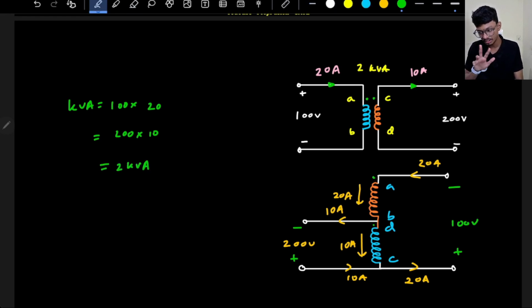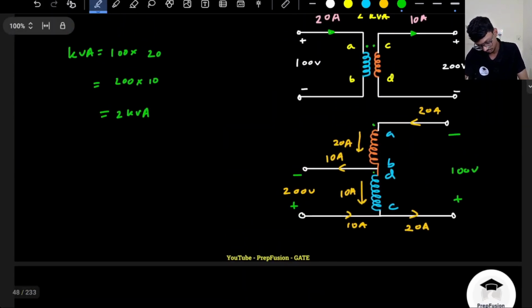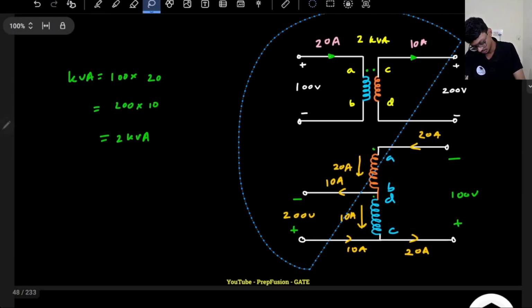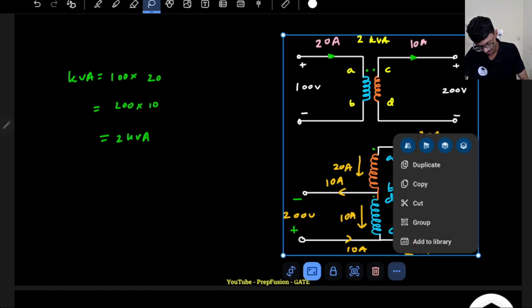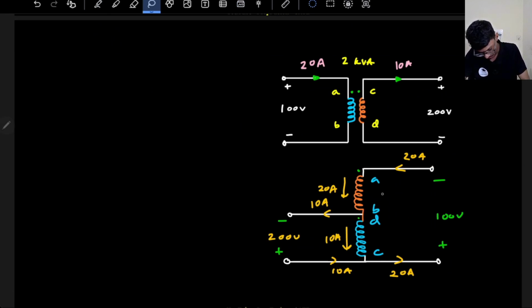In additive polarity only the kVA will be higher, most cases, not in subtracting. But if you ever don't want to take a risk, you can obviously solve with basics. Okay, so let's now choose the other one. If I connect A and C now, if I connect A and C, so what will happen is this will come here.